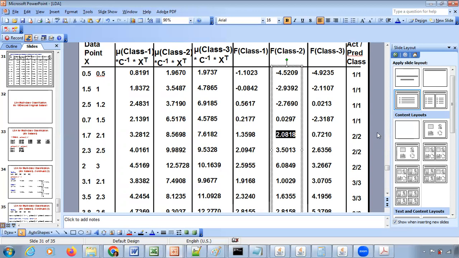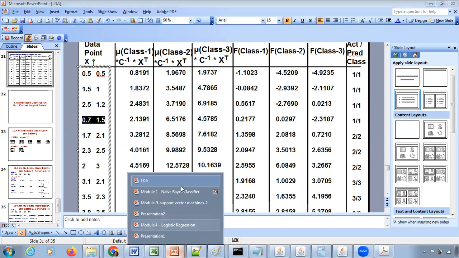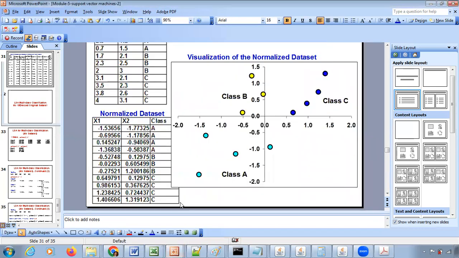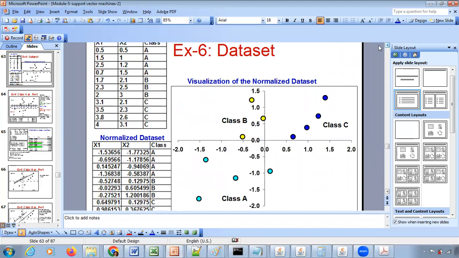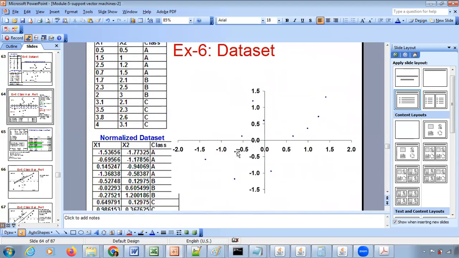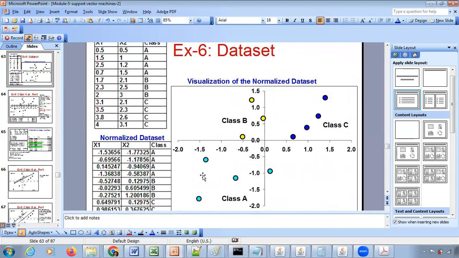So there's no contradiction here, especially this data point in the support vector machines topic, 0.7, 1.5. When you look at the normalized version, the visualization, this one, 0.7, 1.5. I think that's what it is. Yes. No.